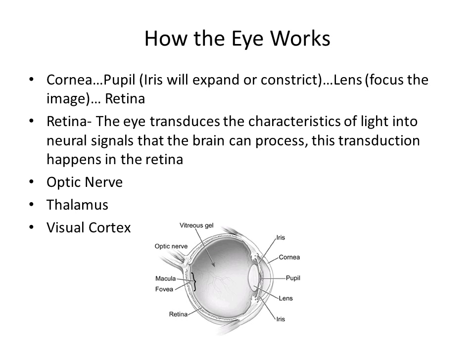Once it gets through the pupil, it's going to hit the lens, and the lens is going to help focus the light. Is it going to allow you to see sharp objects, or is it going to have blurred vision? It then goes to the retina, and the retina is where, again, it changes to neural impulses. So the eye transduces the characteristics of light into neural signals that the brain can process.